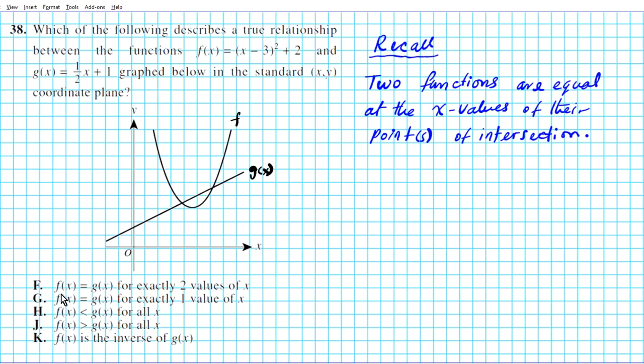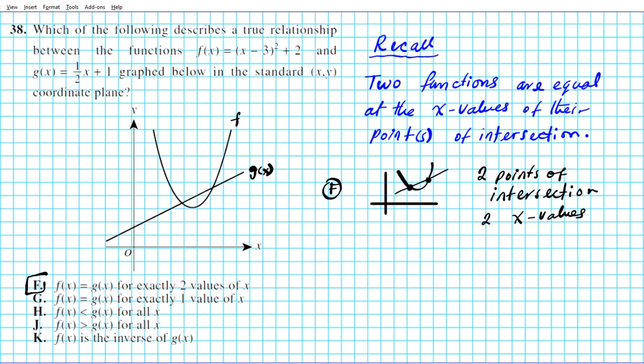Okay, so look at option F. F of x is equal to g of x for exactly two values. So the question is, how many points of intersection do you have here? For option F, I'm just going to sketch it on the right side right here. You have a scenario where you have 2 points of intersection. Okay, so you have your quadratic and your linear. You have an intersection here, and you have an intersection there. 2 points of intersection. So if you have 2 points of intersection, that tells you that you're going to have two x values that satisfy the equation. Okay, so two x values. They mean the same thing. Equivalent statement. So the answer is option letter F.